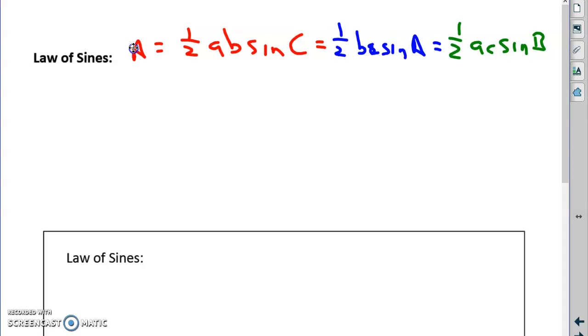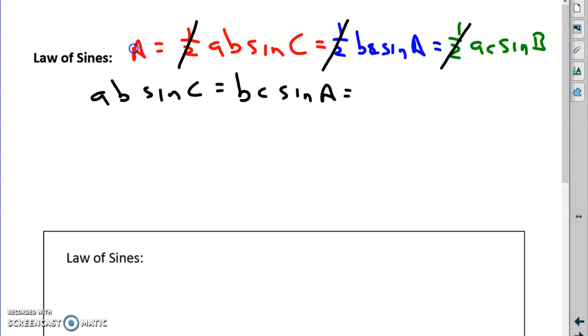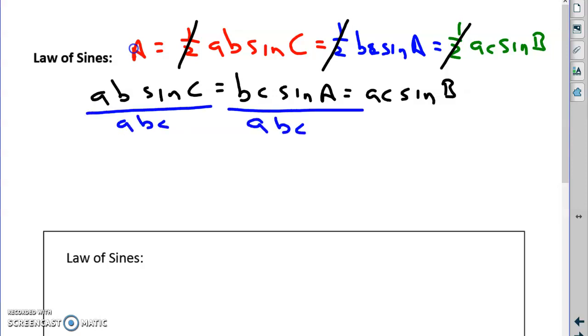Can we manipulate this equation somewhat? First thing I see, let's get rid of the halves. AB times sine of C always equals BC times sine of A, always equals AC times sine of B. Powerful, but we can do something even more to manipulate it. Let's divide all three pieces by the product of the three sides, A, B, and C.